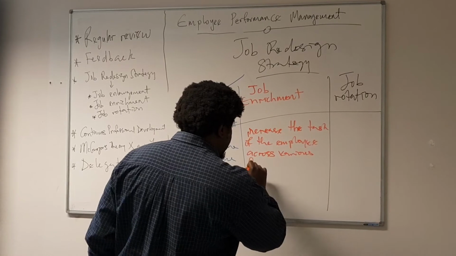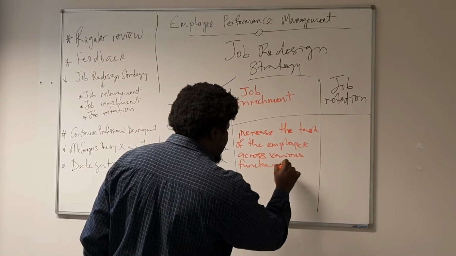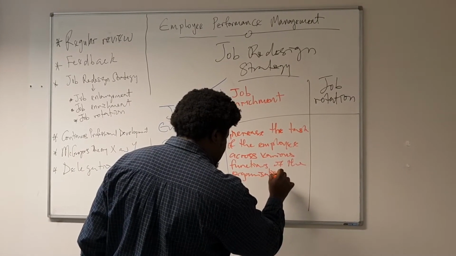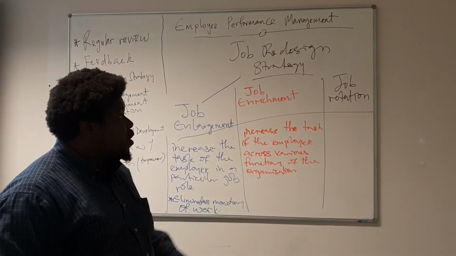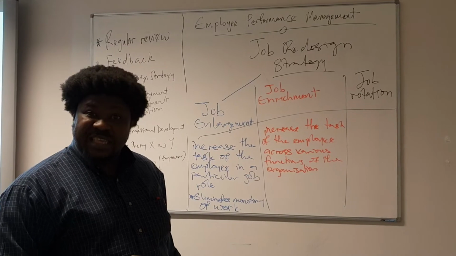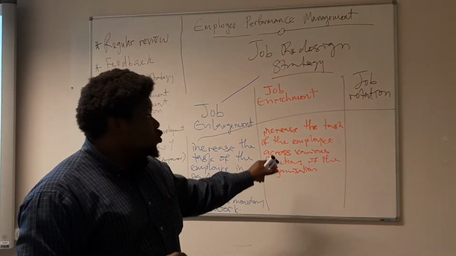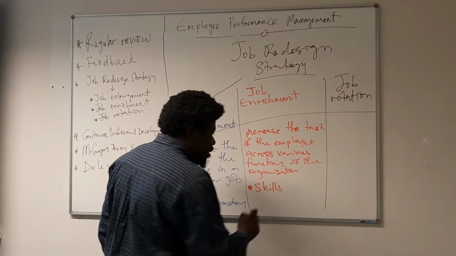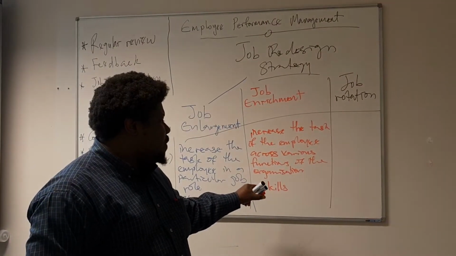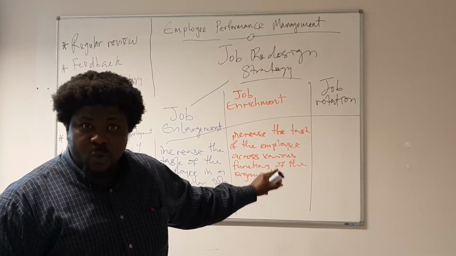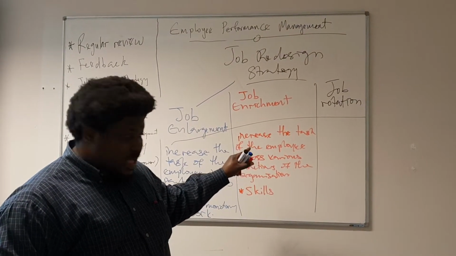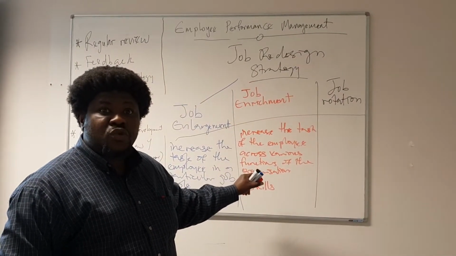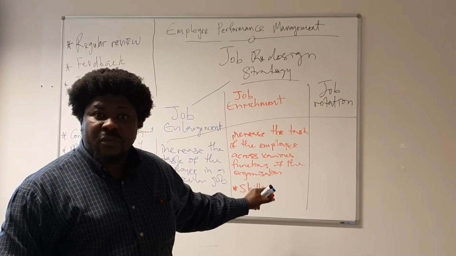Various functions of the organization. When we do this, we must make sure that the employee has the skills, the knowledge and abilities to carry out such functions. If the employee does not have the skill and you move them from marketing to customer service, then there is a problem. So when you talk about job enrichment, adding new tasks to the employee's job roles or job description, please ensure that they have the right skills, abilities, and knowledge.